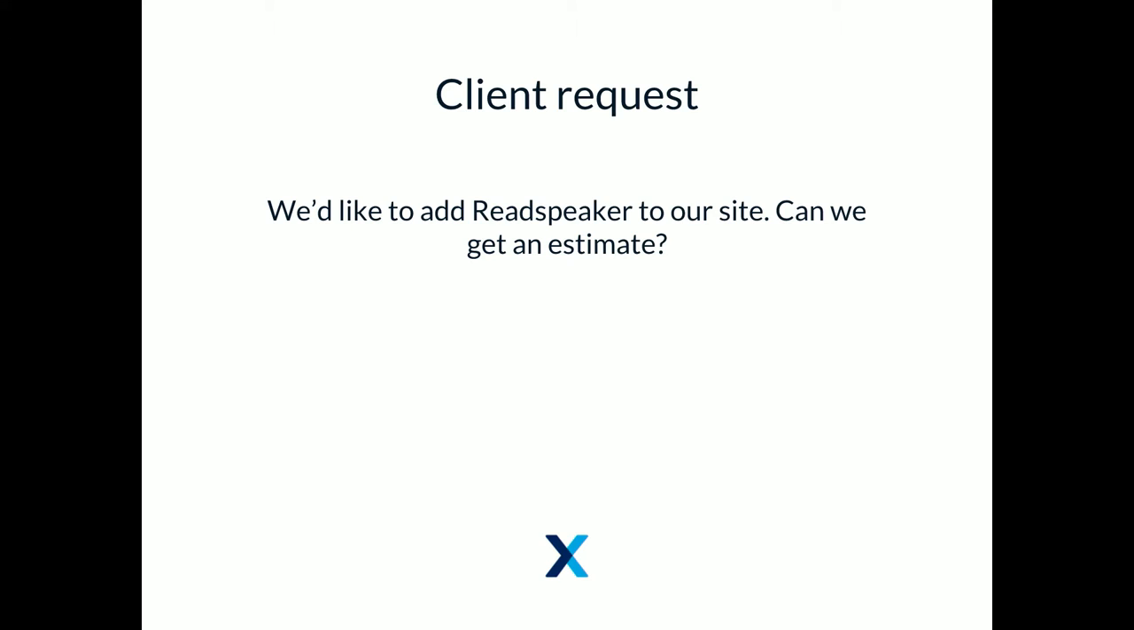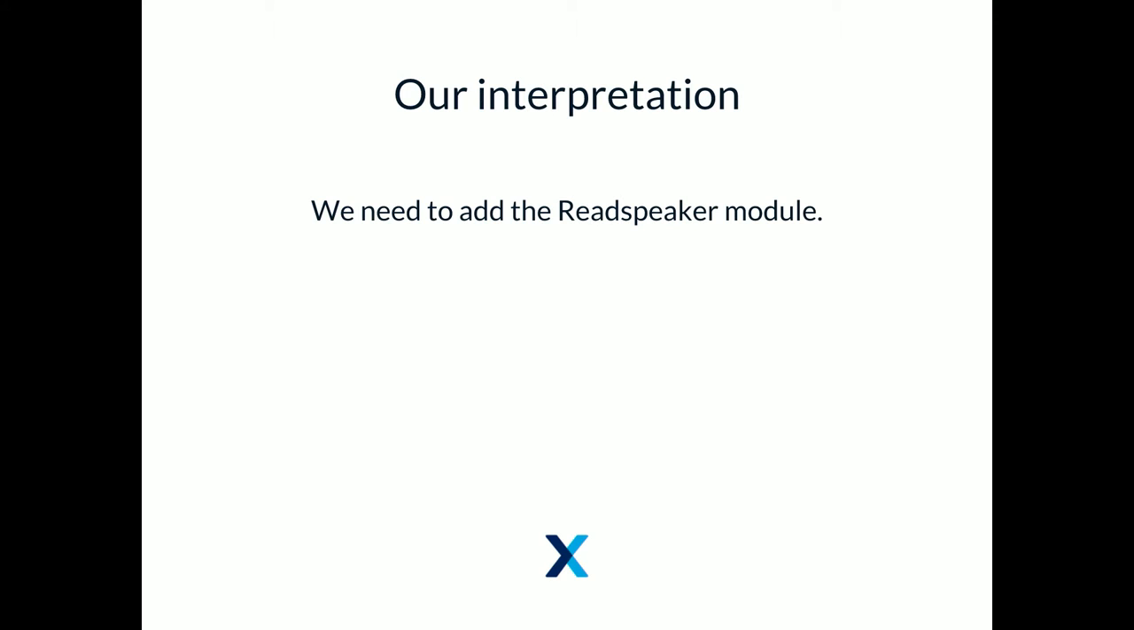So I'm going to start with a real-life example of where this went horribly wrong. This probably looks like a really straightforward request. We'd like to add ReadSpeaker to our site. Can we get an estimate for that? If you've never heard of ReadSpeaker, it's a text-to-voice plugin that reads out web pages. They bought a license, and they wanted us to add it to their site. Sounds pretty simple, right? But this is how we interpreted it.